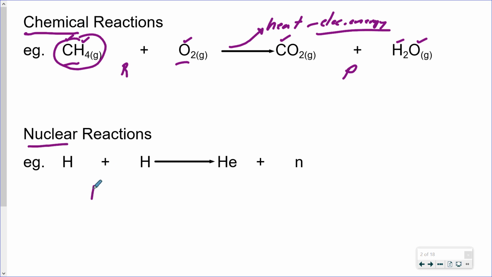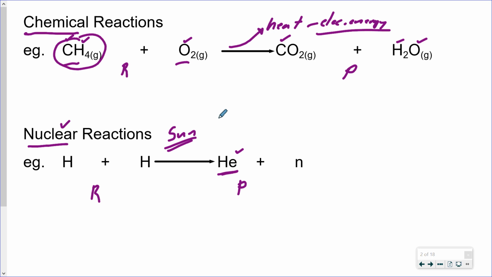Now if we take a look at our reactants, and I have simplified this, there are different forms of hydrogen, so I've just written the symbol for hydrogen here. But on the product side, notice that we have something that is completely different. So we're not just making and breaking bonds, we are creating an entirely new element. We started with hydrogen and now we have helium. Of course this is the primary reaction that is taking place in the sun.